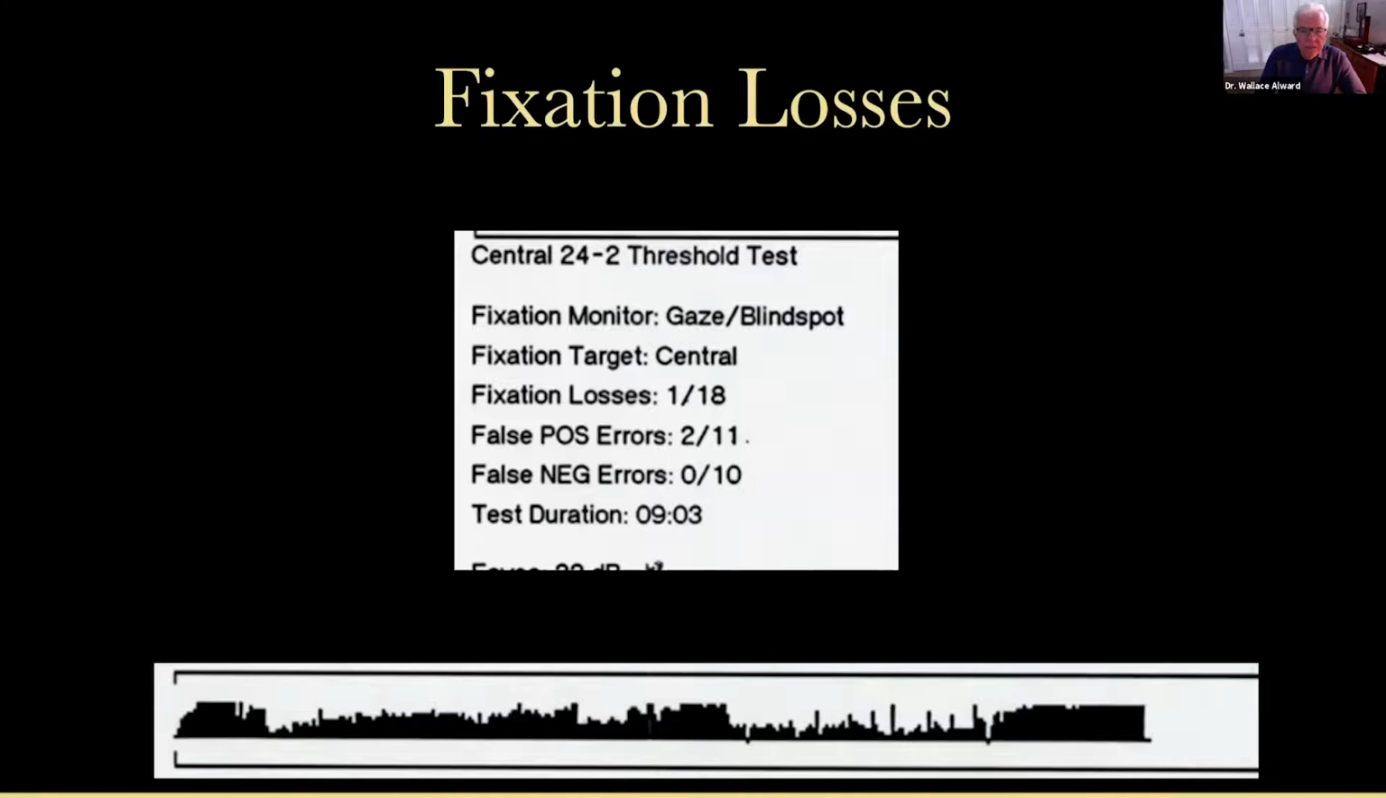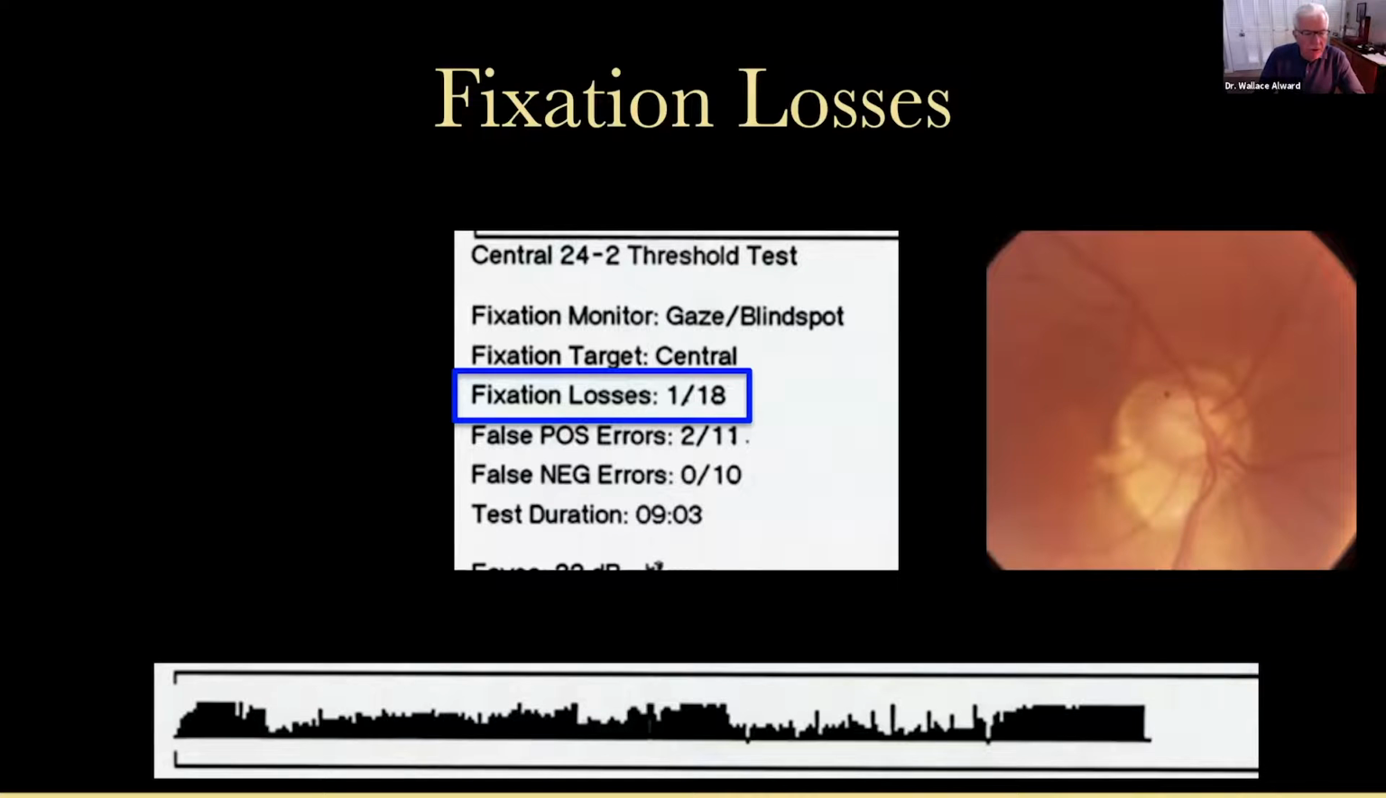And you can see just the opposite. You can see this person, pretty good fixation losses, but look at the gaze tracker at the bottom. It looks like he's watching a tennis match or something. And so this disconnect is usually due to a very large optic nerve or an optic nerve with lots of peripapillary atrophy. So take the fixation losses with a grain of salt.